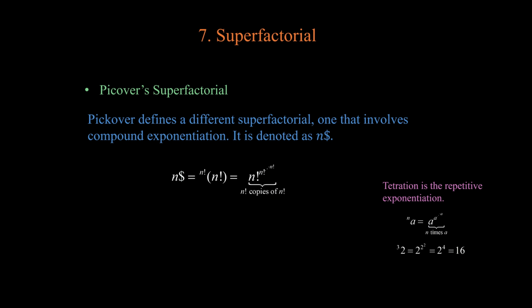Let's move to the examples of superfactorial. 2 superfactorial is equal to 2 factorial tetration of 2 factorial, which is equal to 4. Another example, 3 superfactorial is equal to 3 factorial tetration of 3 factorial. 3 factorial is equal to 6. So it means 6 tetration of 6, which means 6 is raised to the power of 6, 6 times, which is a large number. I prefer the Sloan and Plouffe's superfactorial definition. What do you think?